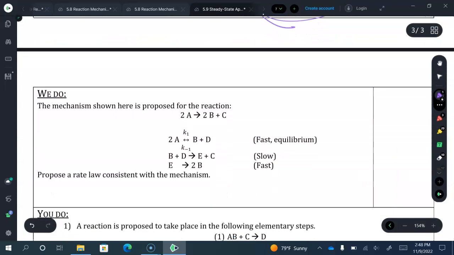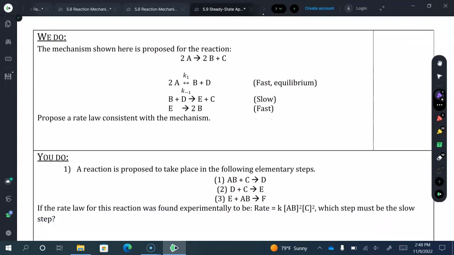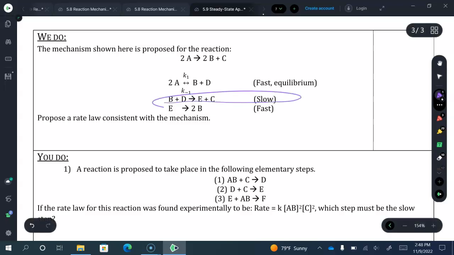Okay. So now let's look at the we do. The mechanism shown here is proposed for the reaction below. So we have 3 steps in this. Write a rate law that is consistent with the mechanism. So we start with the slow, and we write the rate law, and that's based off the reactants. So my initial thought for the rate law is that it is equal to K times the concentration of B times the concentration of D.